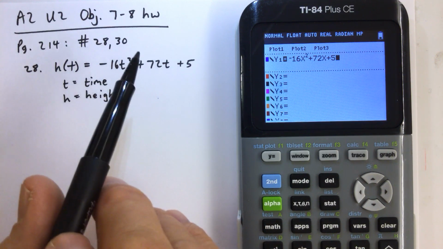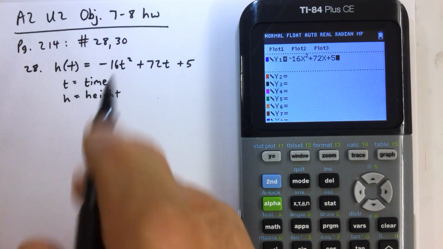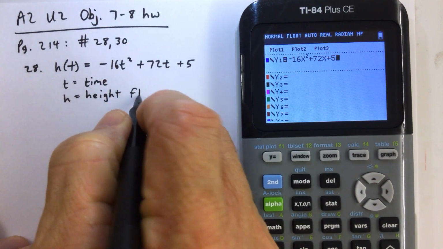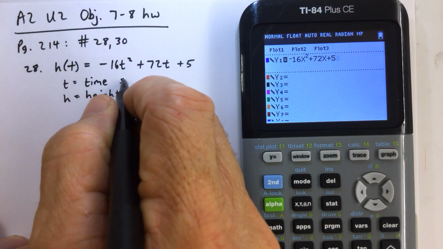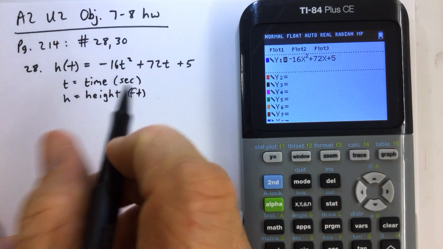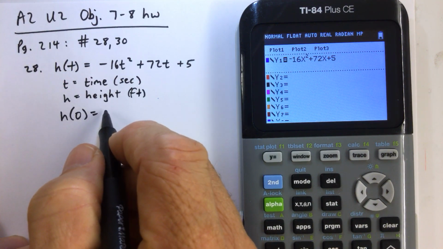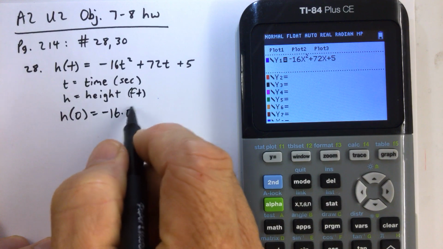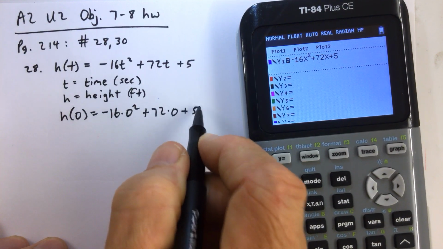we'll call it feet. I'm looking at the book, it doesn't give us feet. So we'll say height in feet, and we'll just give it a unit of measure, and the time in seconds. So the height then at time 0 happens to be, if you plug in a 0 for all the values of t, you get 5.